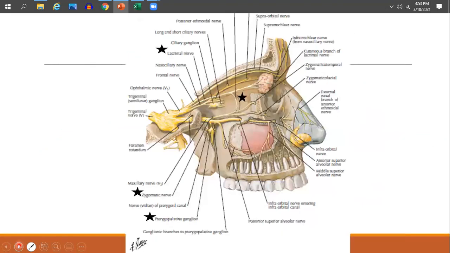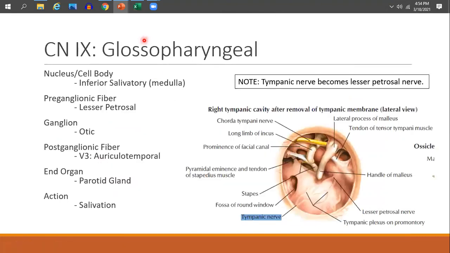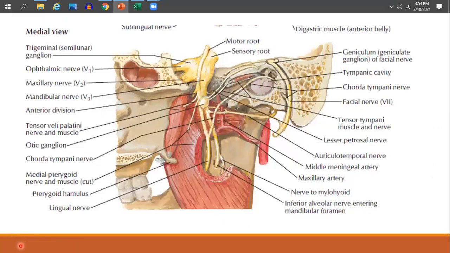I'm just going to click ahead till we get there. Nope, too far. All right. So when it comes to parasympathetic innervation for the parotid gland to cause salivation, those nerve fibers start at the inferior salivatory nucleus, which is in the medulla of the brainstem. Their preganglionic fibers are on the lesser petrosal nerve. These preganglionic fibers synapse at the otic ganglion and then run along V3 auriculotemporal to get to the parotid gland. So here is your trigeminal ganglion, here is V3, here is your otic ganglion, and here is your auriculotemporal nerve right here.